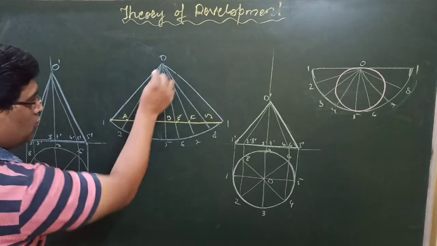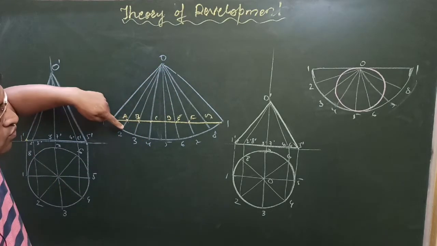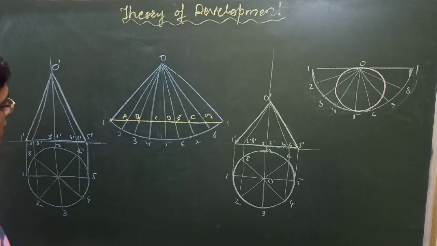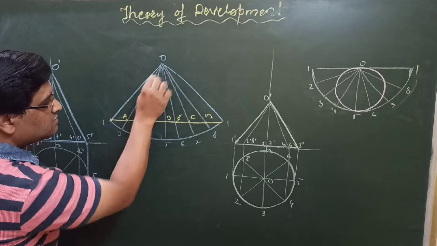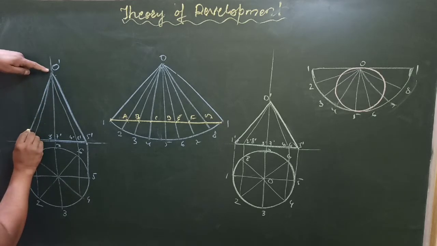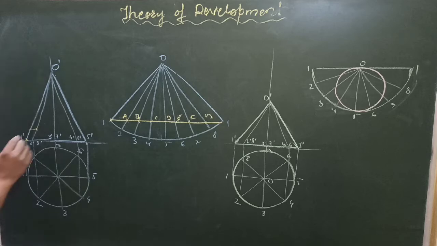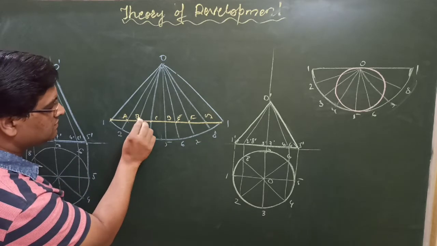So O to A, now this A is on O2, right? So you have to cut the distance on O2, taking the distance from here. So O to A, take this much distance, mark here, meaning first initially on the true length line, that is O to 1 dash, mark here and provide here. So this is A dash.